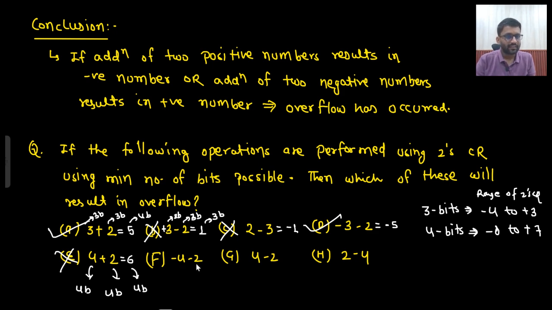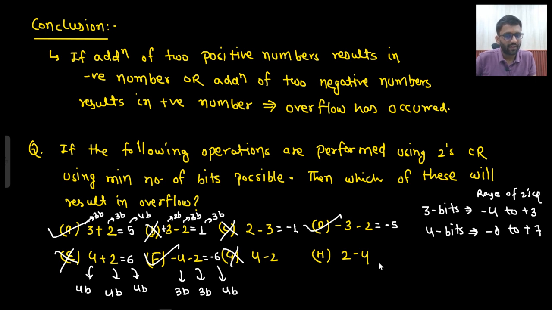Here the signs are same. Again minus 5, minus and minus. We need to check, will there be any overflow? What will be the answer? Minus 6. Minus 4 can be represented using 3 bits. Minus 2 can be represented using 3 bits. But can minus 6 be represented using 3 bits? No, minus 6 cannot be represented. You need to use 4 bits for that. So overflow will occur here.